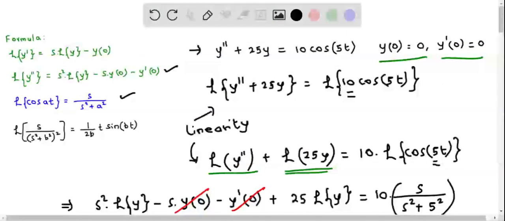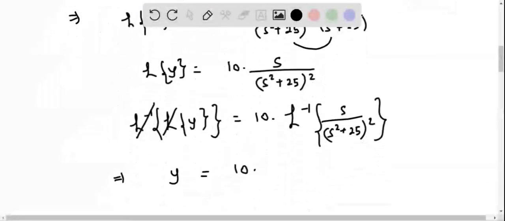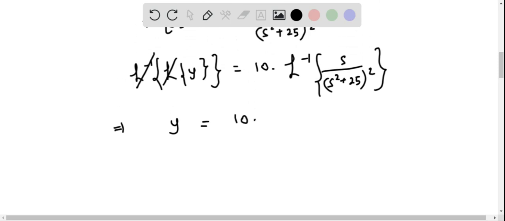This is basically the Laplace inverse formula. I'm going to use this formula, that is, Laplace inverse of s over s squared plus b squared equals 1 by 2b times t times sine of bt. If we apply that formula, we see that instead of b squared, we have 25. Therefore, b equals 5.